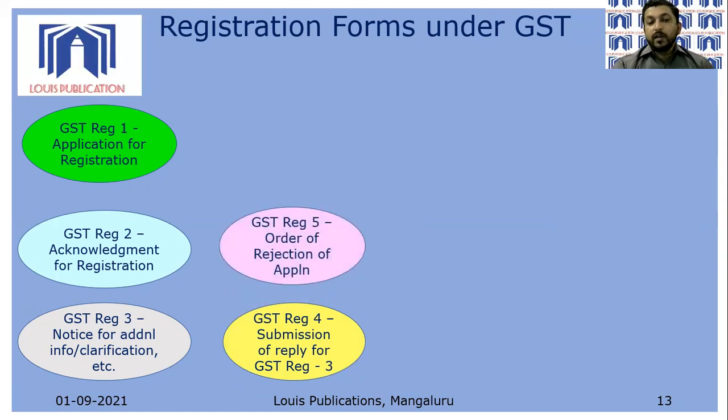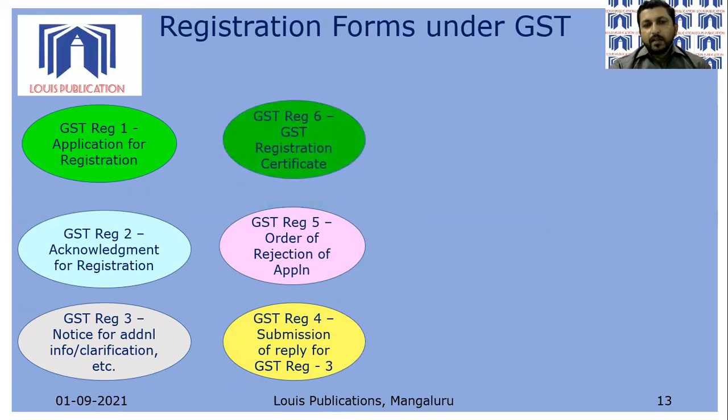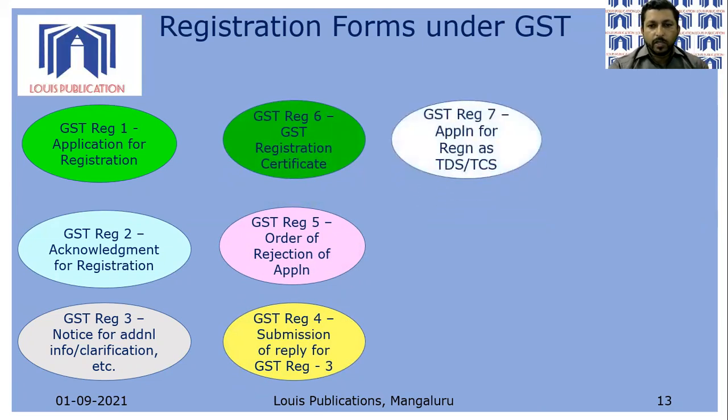REG 5 is the order of rejection of application. Why the application has been rejected, the reasoning will be given there. So GST REG 6 is the issue of the registration certificate. That means you are now a registered dealer, so the registration certificate will be issued.